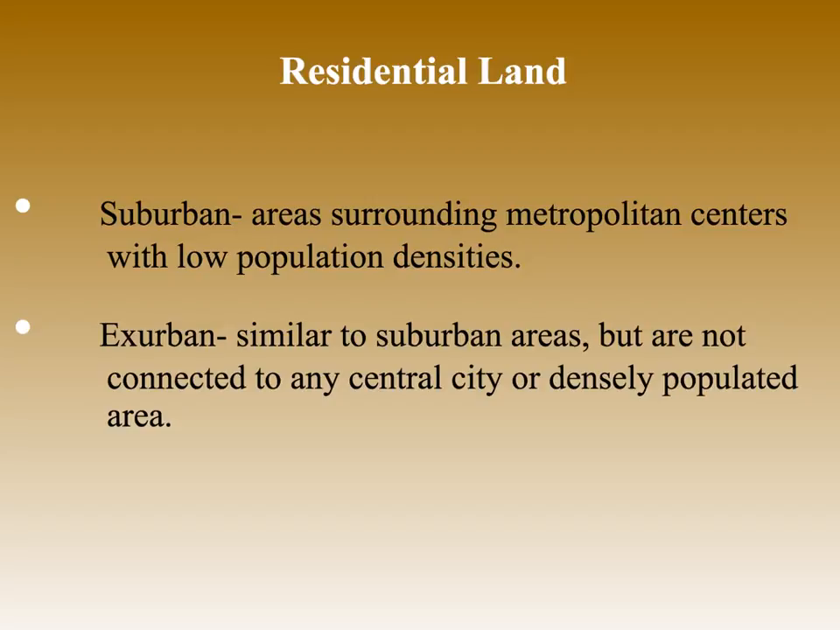All right, now residential land. Suburban areas surround metropolitan centers with low population densities. We are becoming a more suburban environment as people move further and further out from cities. I'm going to show you a graph in just a second to show you over time how the migration of people has happened. Exurban areas are similar to suburban areas, but are not connected to any central city or densely populated area. These are going to be little towns that aren't connected.